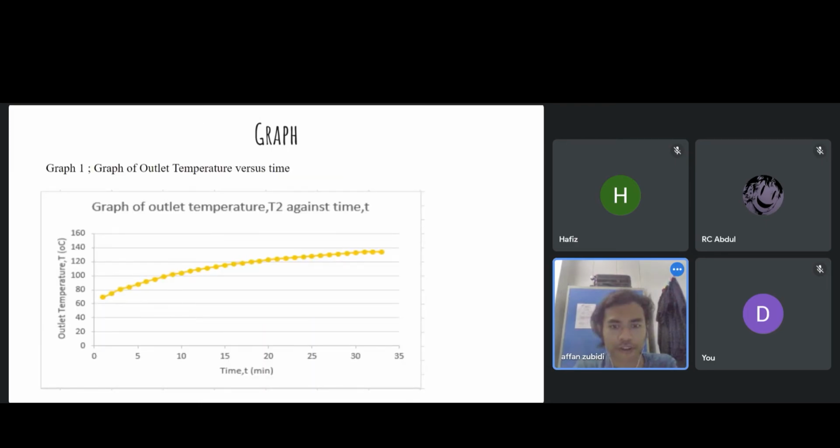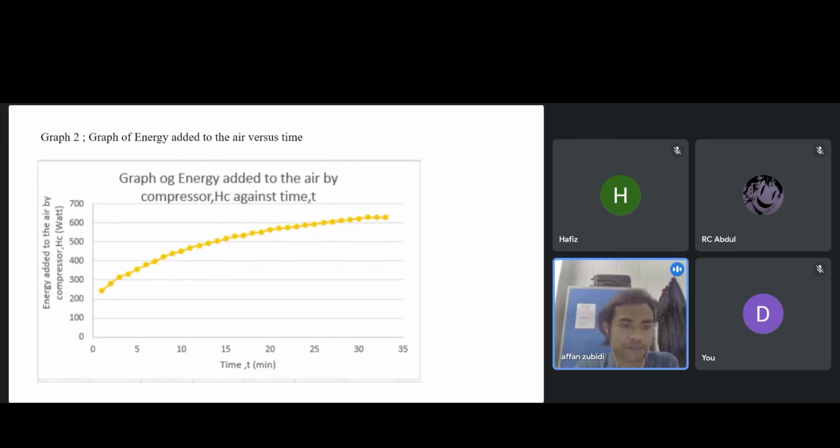Okay. So the question asks us to plot the graph of temperature versus time. As we can see, the graph shows that temperature slightly increased against time. The second graph, on the next slide, is the graph of energy added to the air versus time. As we can see, the graph also slightly increased. Energy added is slightly increased with time.